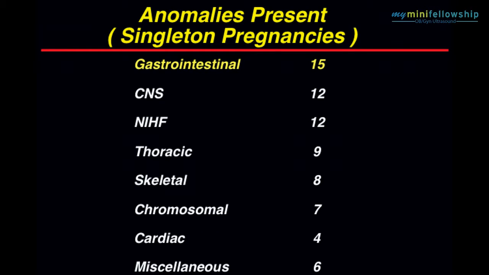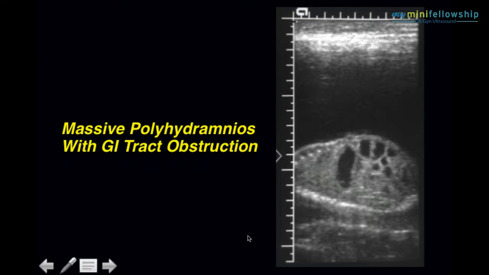And again, gastrointestinal anomalies are the most common cause of polyhydramnios-associated anomaly. So you can actually get massive polyhydramnios with GI tract obstructions. So, reasonably impressive. The torso doesn't really fill the amniotic cavity from front to back. And again, it doesn't take a prenatal diagnostician to realize there's an awful lot of dilated loops of bowel inside of the fetus's belly. This is a case of GI tract obstruction with polyhydramnios.